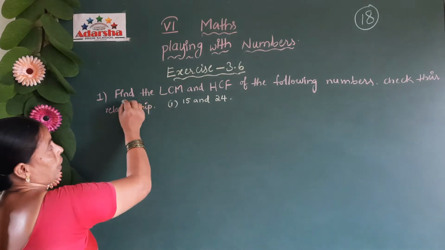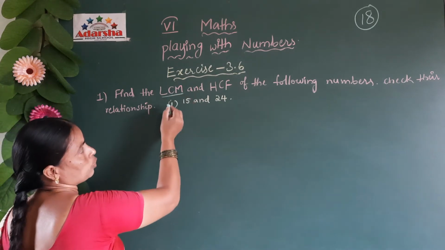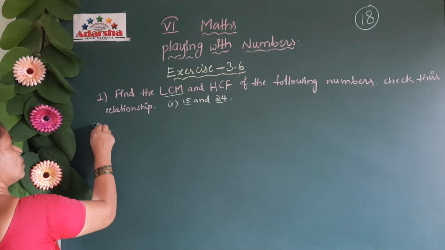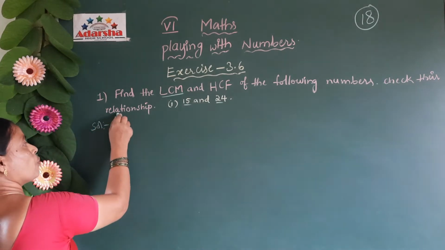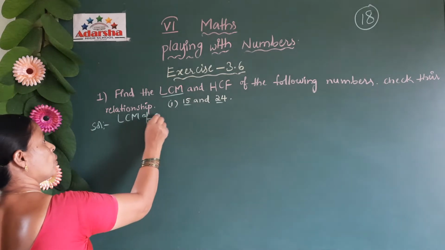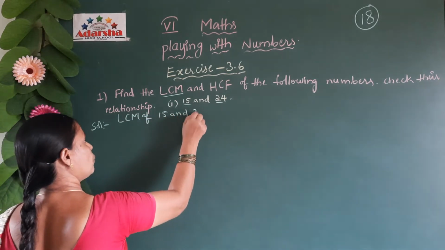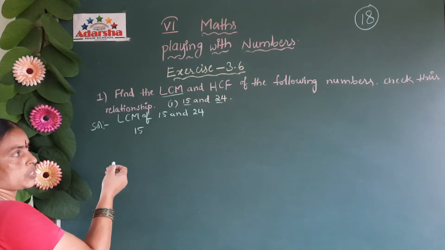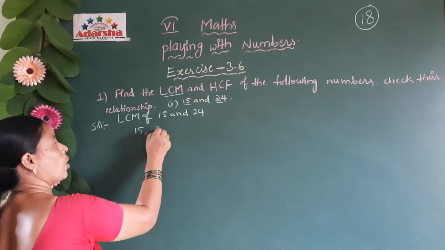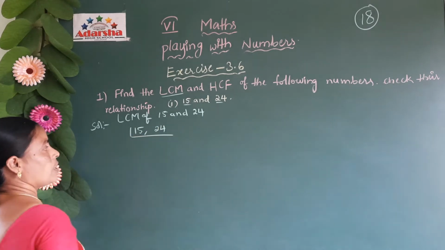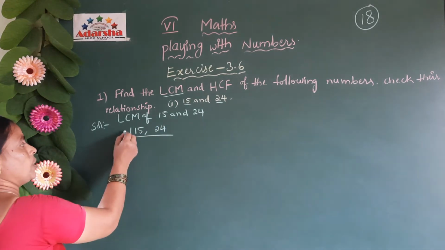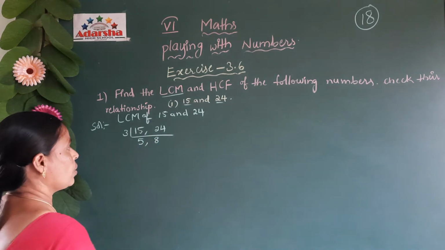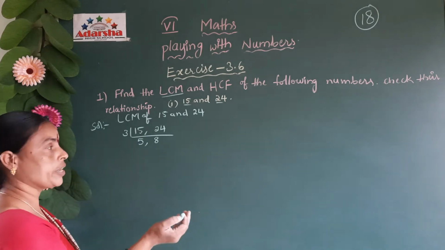Here, first we have to find the LCM of 15 and 24. For finding LCM we have two methods: prime factorization method and division method. Here we are following the division method. 15 and 24 are divisible by 3. 3 5s are 15, 3 8s are 24. Here 5 and 8 are not divisible by any same number.